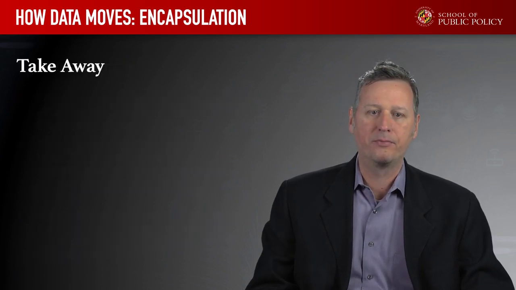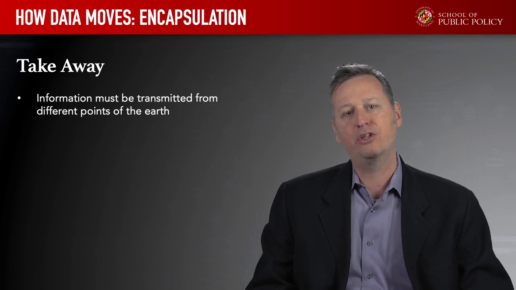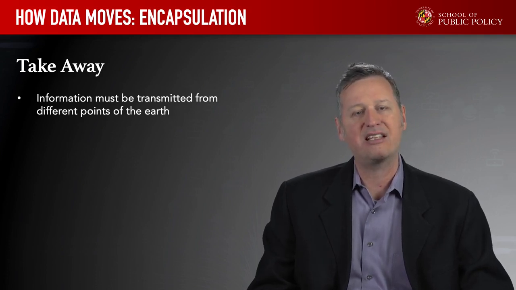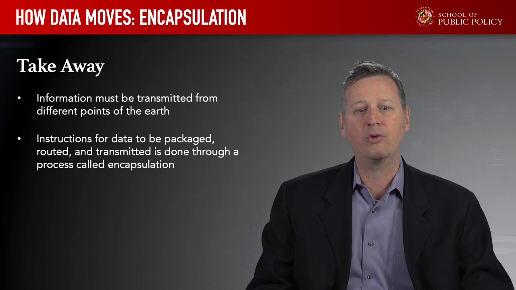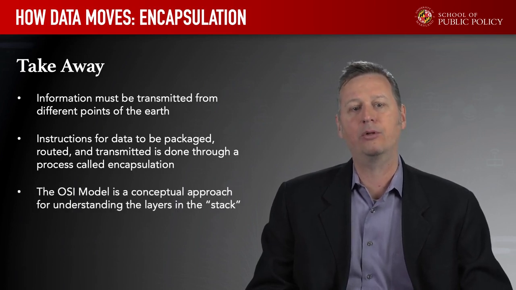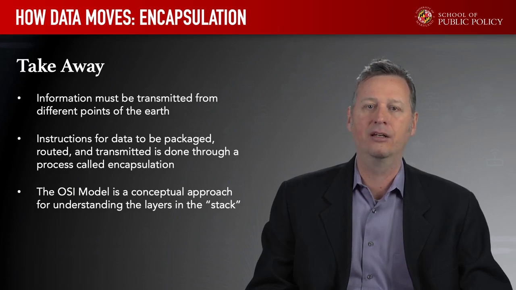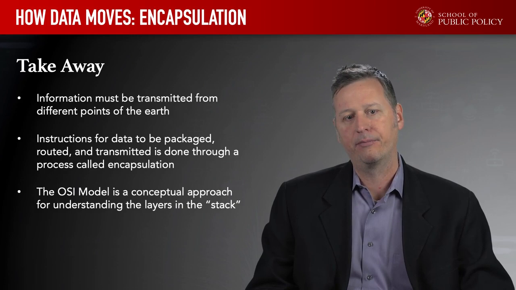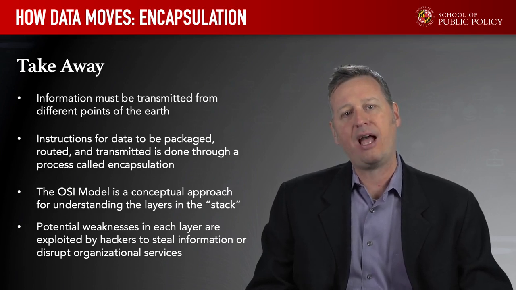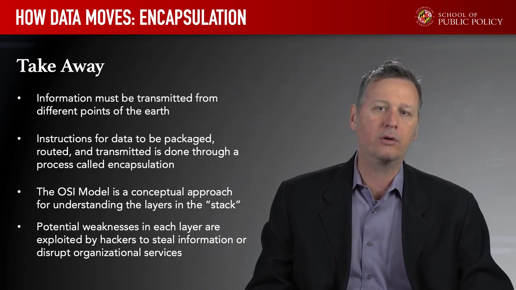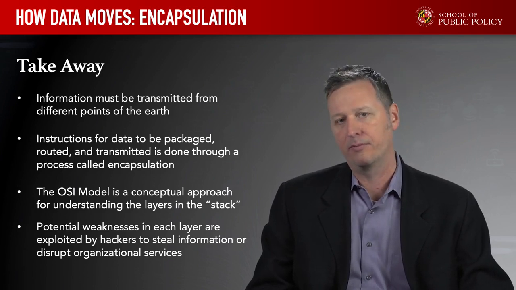So what are the takeaways? Information must be transmitted from one point of the earth to the next. That's how we communicate. The instructions for that data and how it's packaged, routed, transmitted is done through a process called encapsulation. The OSI model is a conceptual approach for how we understand those layers in the stack. And the potential weaknesses at each and every one of those layers are at the heart of cybersecurity. That's what the hackers are exploiting when they want to steal your information or disrupt a critical service.